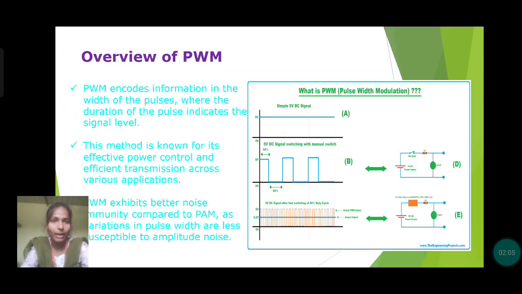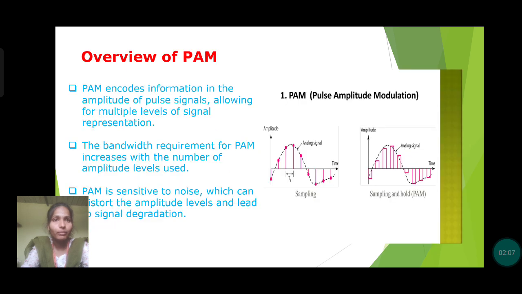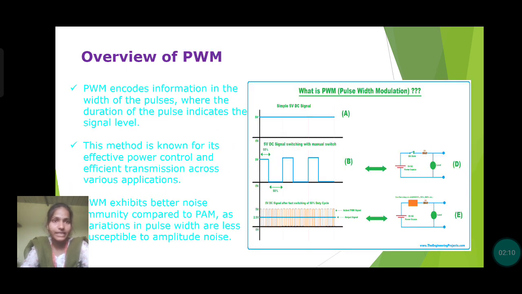And overview of PWM. PWM encodes information in the width of the pulses, where the duration of the pulse indicates the signal level. This method is known for its effective power control and efficient transmission across various applications. PWM exhibits better noise immunity compared to PAM, as variations in pulse width are less susceptible to amplitude noise. Here you can see what is PWM. Observe the waveforms in the picture.